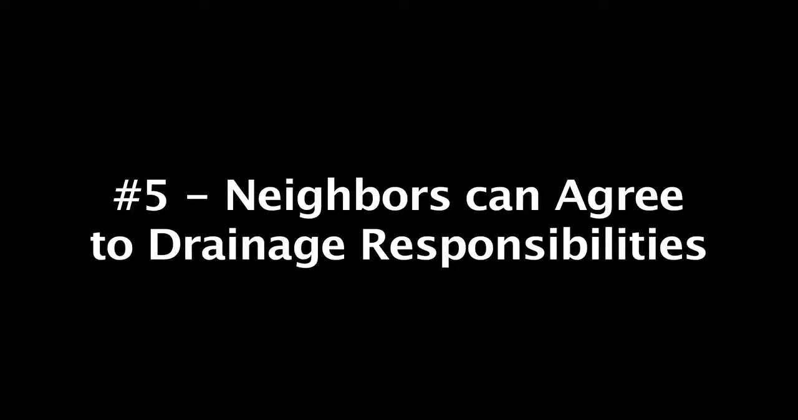A fifth principle of Iowa drainage law is that neighboring owners can in fact enter into agreements allocating the drainage between them and deciding who's going to maintain or be responsible for different types of drainage structures. Those types of agreements, or even those type of activities, if they've happened over a long period of time, can establish an easement that allows that drainage to continue, even when there may be new owners of the property.